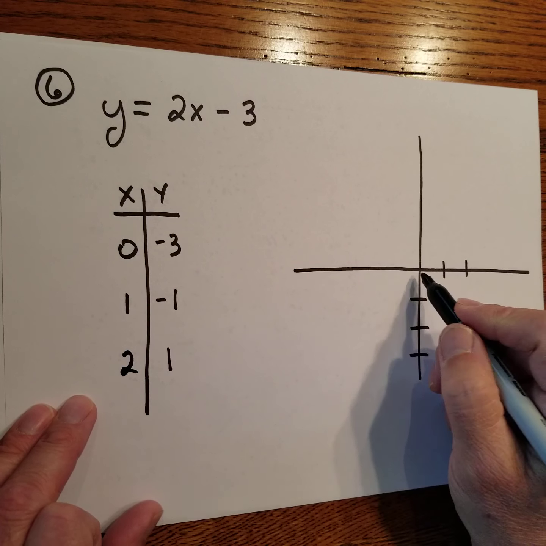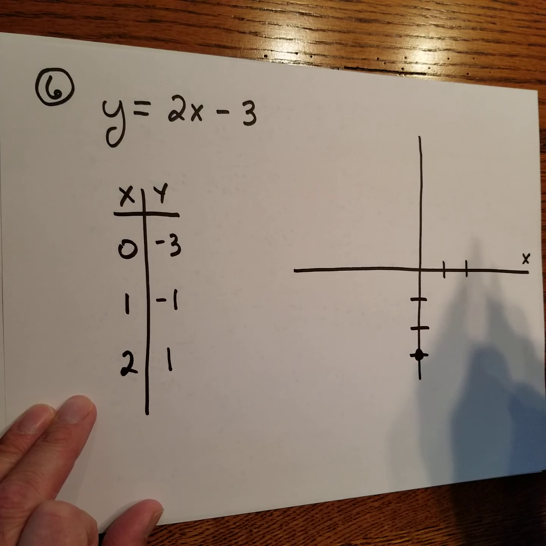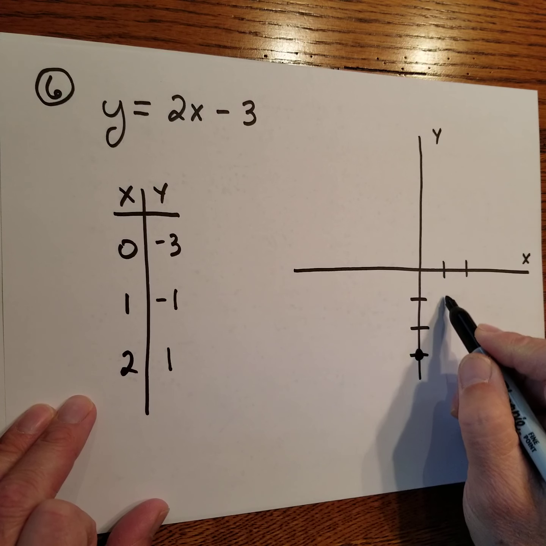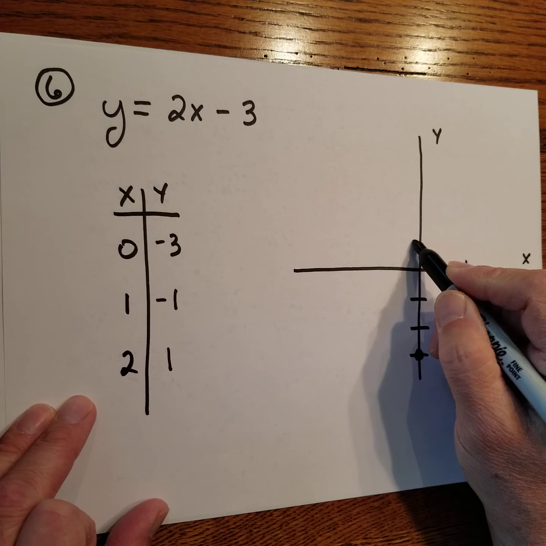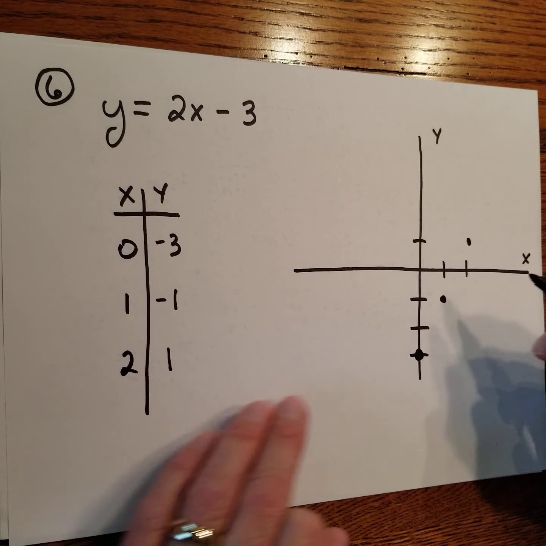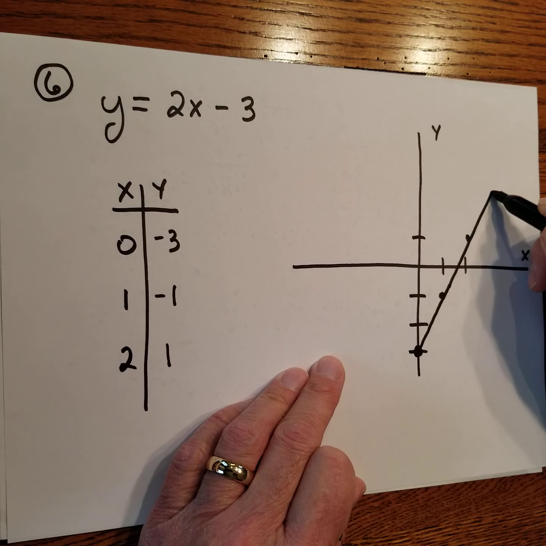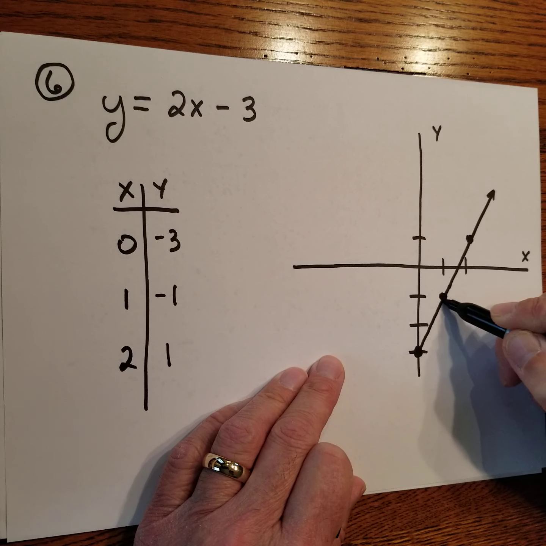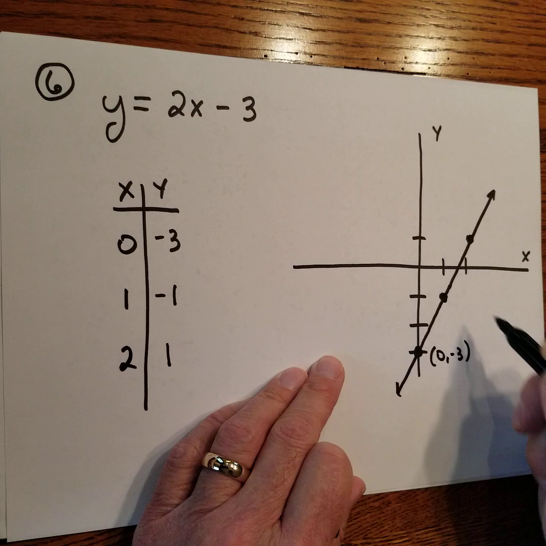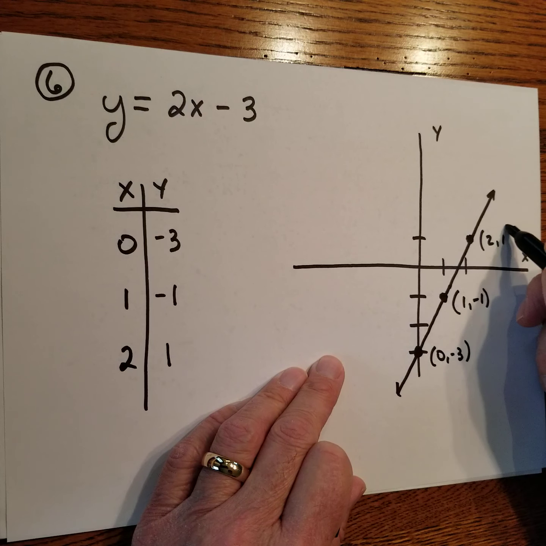Now 0, -3 is 0 left and right, 3 down. 1, -1 is 1 right, 1 down. 2, 1 is 2 right, 1 up. Draw a line through those points. And then label. Perfect.